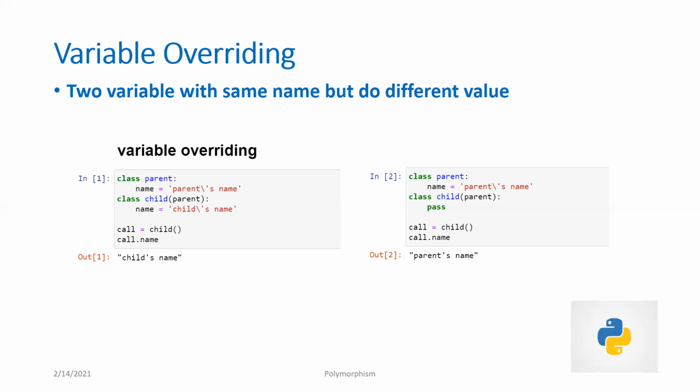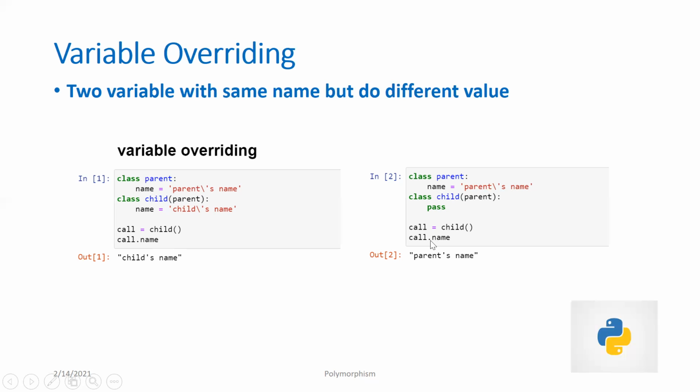So let's see another example here on the right side. Here is the same example, but inside the child class I did not update the name value. I just let it be as it was. So I created an object call of the child class, but the child class does not have any name. But we know that the child class is a child of its parent, so it has the right to access its parent's attributes, all the properties. So it can access name.